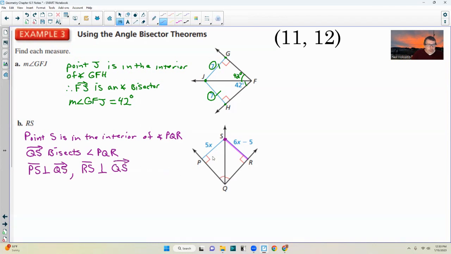All right, so since they're perpendicular and these angles are congruent, we know this is a bisector, then this distance has to equal that distance. That's what the theorem states. So now we can say PS is equal to RS and substitute our givens.